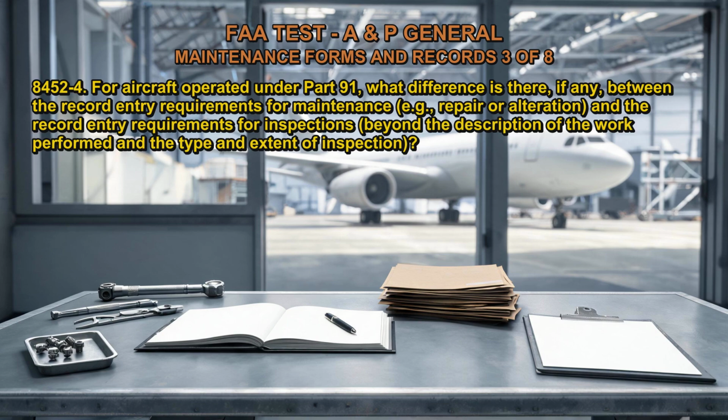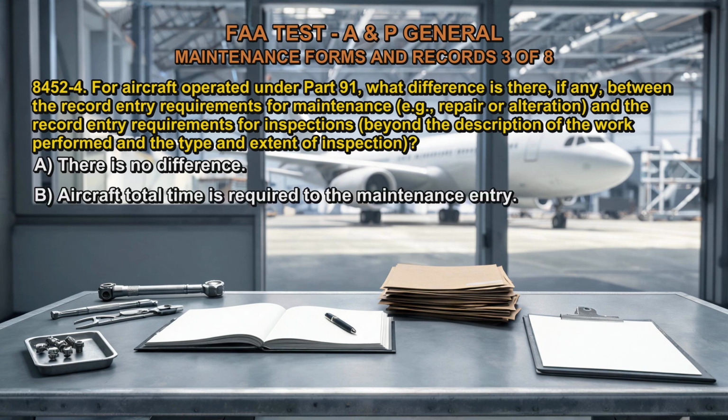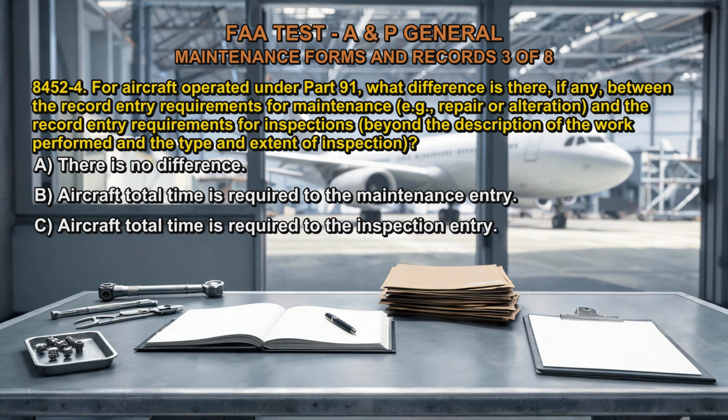8452-4. For aircraft operated under Part 91, what difference is there, if any, between the record entry requirements for maintenance, e.g., repair or alteration, and the record entry requirements for inspections, beyond the description of the work performed and the type and extent of inspection? A. There is no difference. B. Aircraft total time is required to the maintenance entry. C. Aircraft total time is required to the inspection entry.